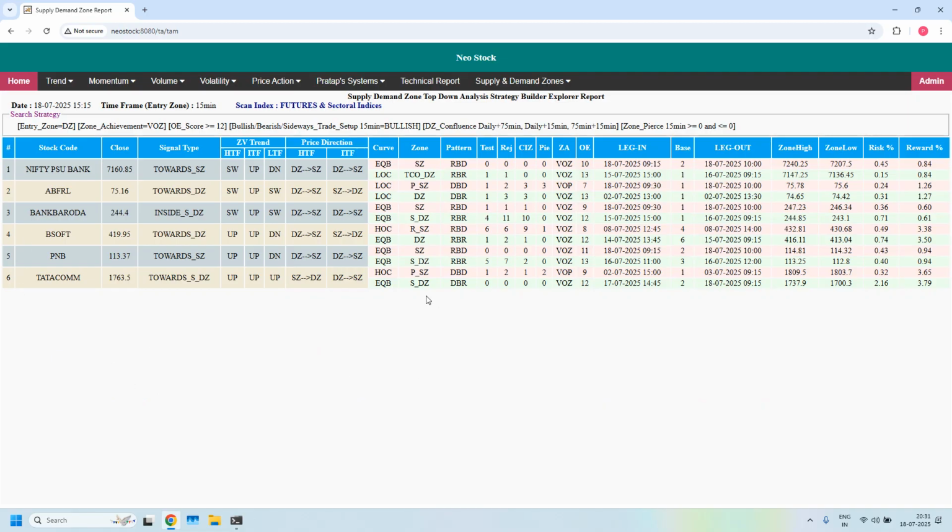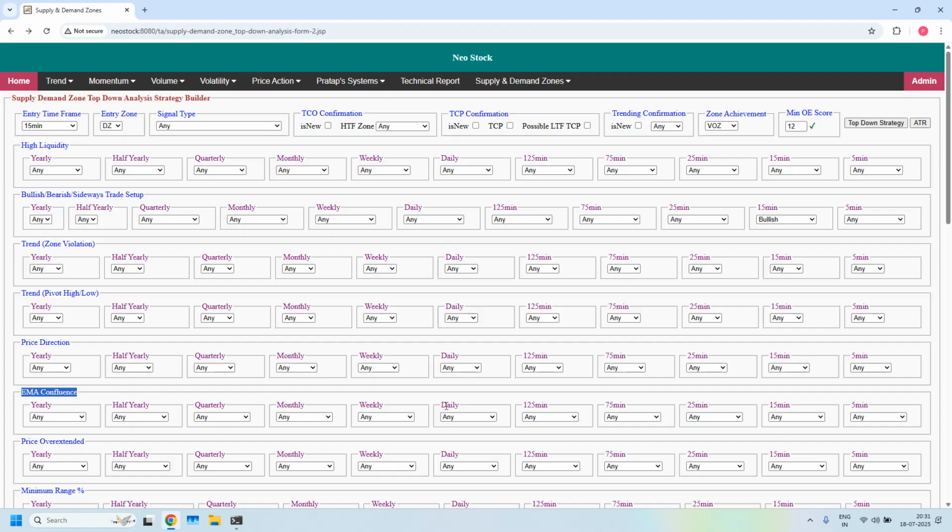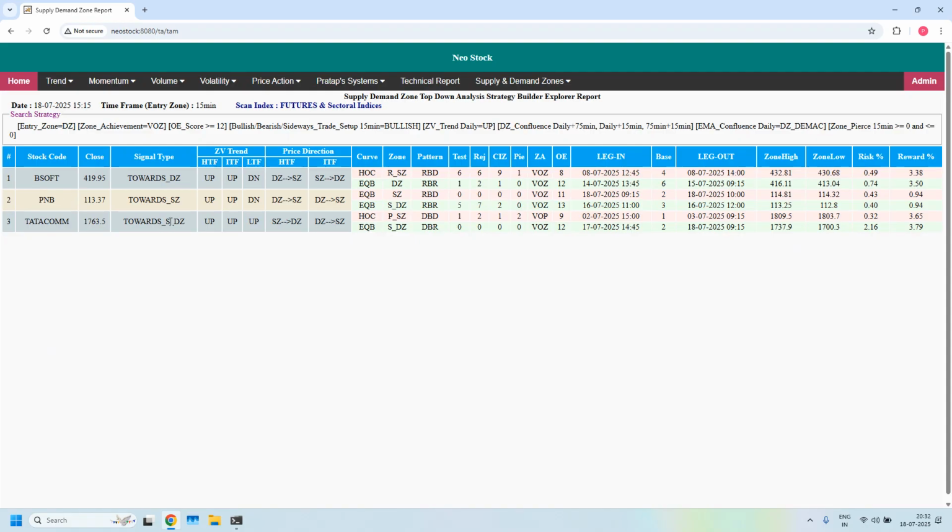In all the 6 stocks, these 15 minute demand zones are overlapped with the 75 minute demand zone, and both together are again overlapped with the daily demand zone. But the daily trend is up in only 3 stocks. Let's verify in these 3 stocks whether any daily demand zone has daily EMA confluence, but the trend should not be sideways. At the daily time frame, I don't want sideways, only uptrend, because it is a bullish trade setup. All the 3 stocks having uptrend are filtered.